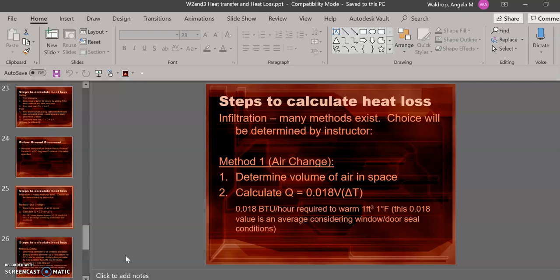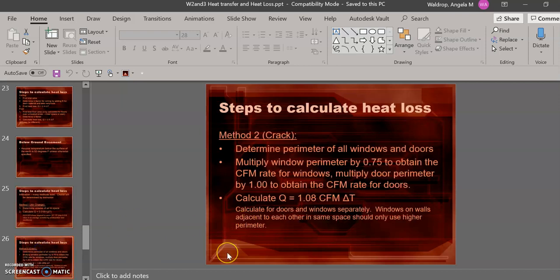Now we need to calculate loads for infiltration. There are two methods to use. We are not going to be using the air change method, so we can skip this slide. The crack method is more commonly used. In this case, we need to make sure that we calculate the perimeter of all the windows and the doors. When we find the perimeter of the windows, we take 75% of that. We do this by multiplying by 0.75. We add all the perimeters together. We need to make sure that this is in feet. This value will be your CFM in this equation. We calculate the heat loss to infiltration by using this equation, Q equals 1.08 CFM delta T.